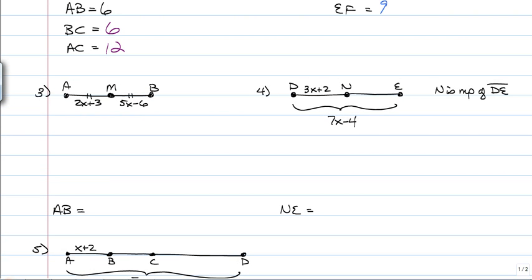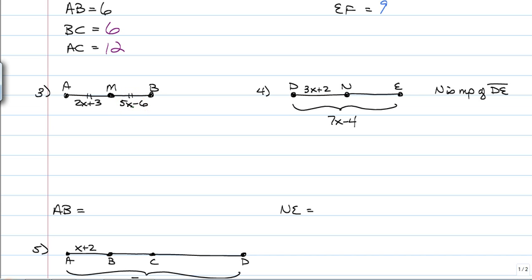So let's do a couple of examples algebraically. We'll start with number 3 and 4. I'll step you through one, you step through another. Notice we're looking for AB. Now, that means we're going to have to find x first, so we need our equation. AM is a little piece, 2x plus 3. MB is a little piece, 5x minus 6.